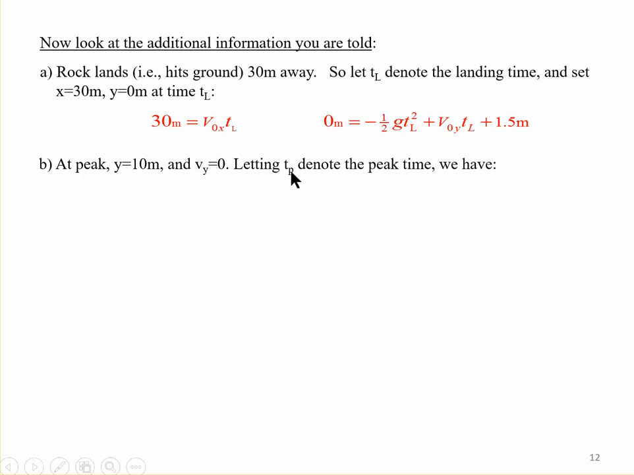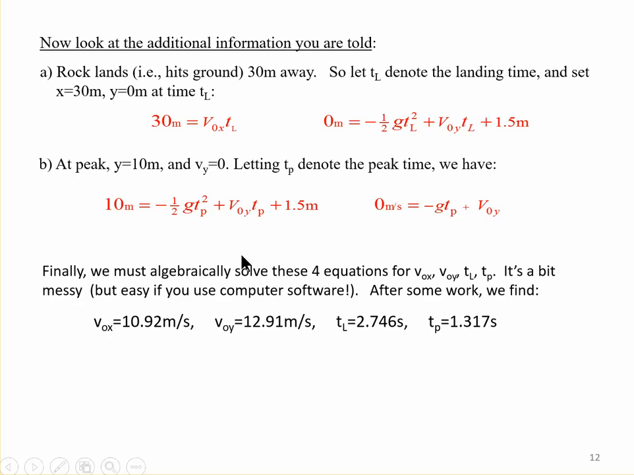So we're going to let T sub p denote the time when it reaches the peak. And we're going to go to our equations describing the vertical motion, and we're going to set the height to be 10 meters at the peak. So at the time when it reaches its peak, we set the height to be 10 meters, and we set the vertical velocity to be 0. Again, look at the equations that you wrote down on your piece of paper and compare them to these, and you'll see all we did was say that at time T sub peak, we set the height equal to 10, and we set the vertical component of the velocity to be 0.